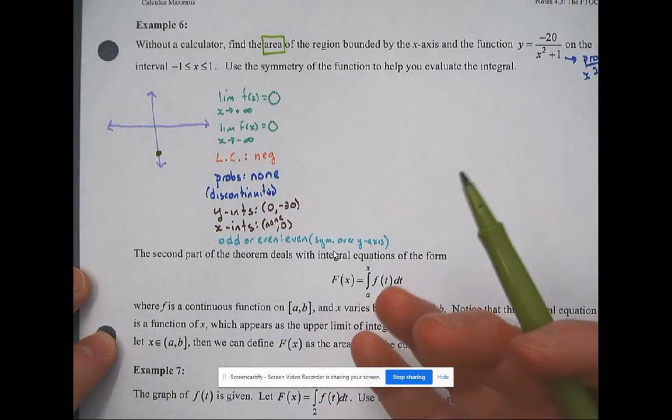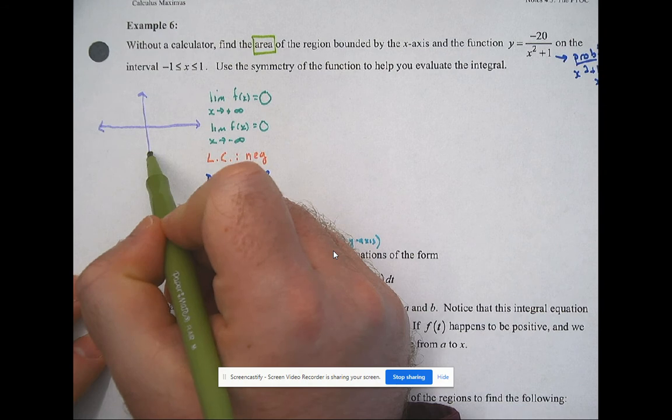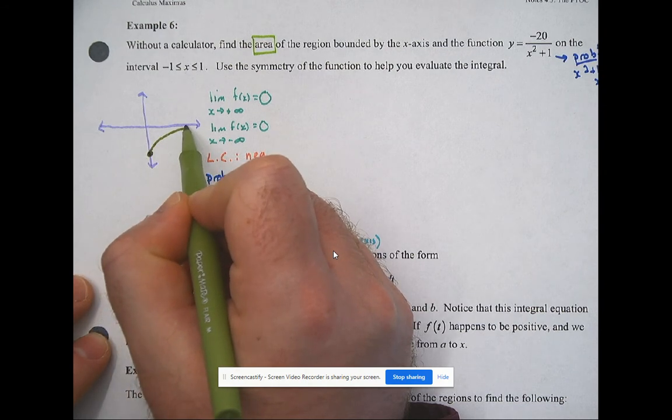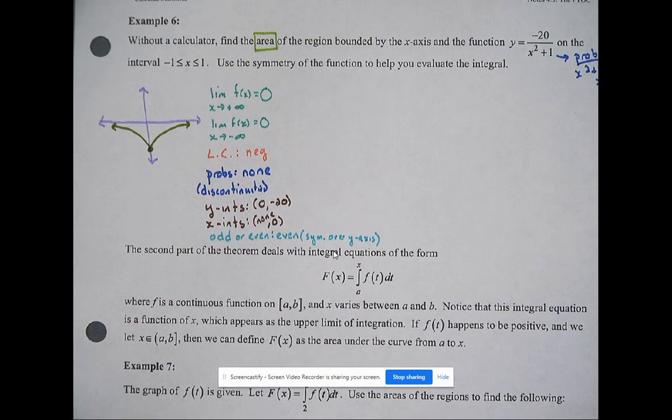I don't have any vertical asymptotes. I don't have any holes or jumps or anything like that. So the only way my graph could make this happen, now I don't know if this is a sharp turn or not, I'm going to draw it as a sharp turn. And so my graph is going to look something like this.